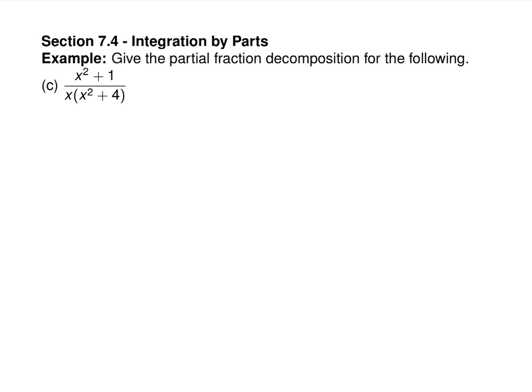And next we have x squared plus 1 over x times x squared plus 4. X squared plus 4 is an irreducible quadratic, so you'll need an a over x, and you're going to need a bx plus c over x squared plus 4. You need a linear polynomial over that quadratic.